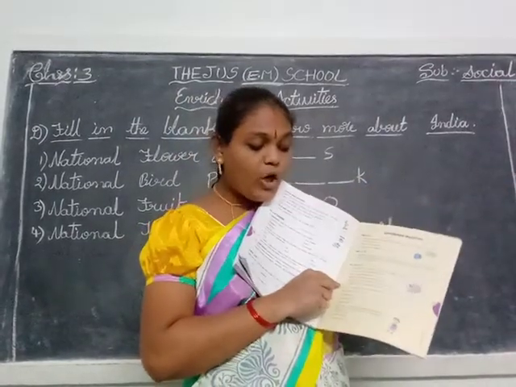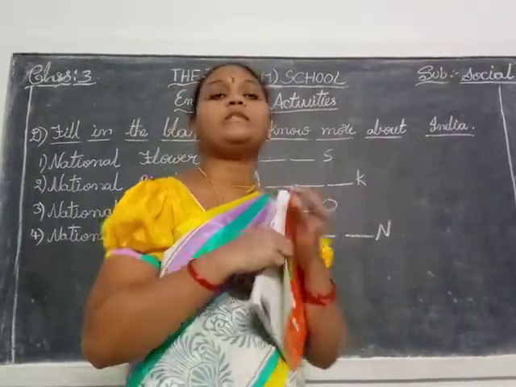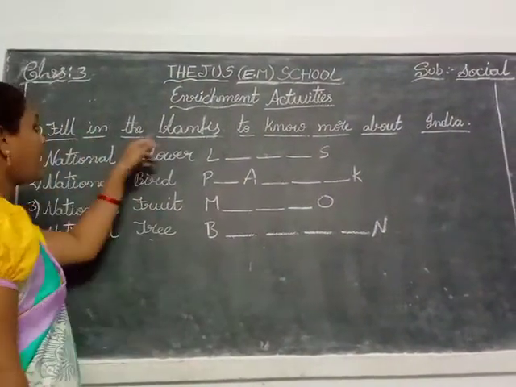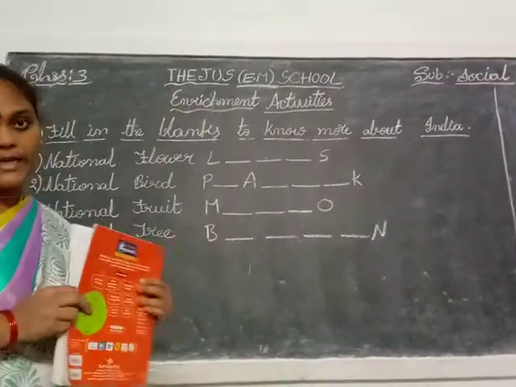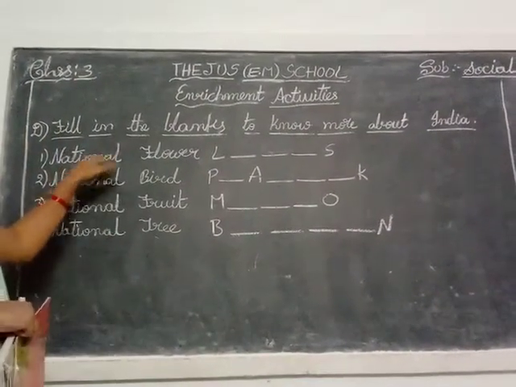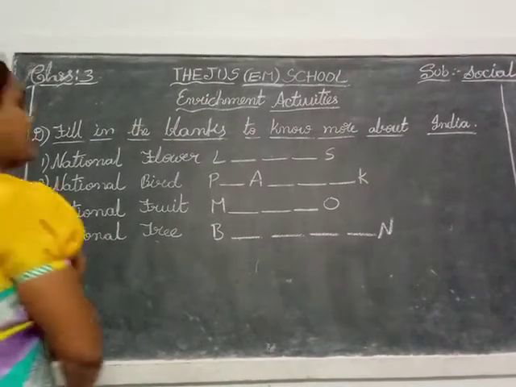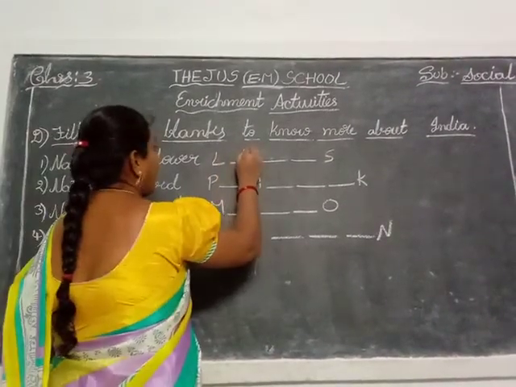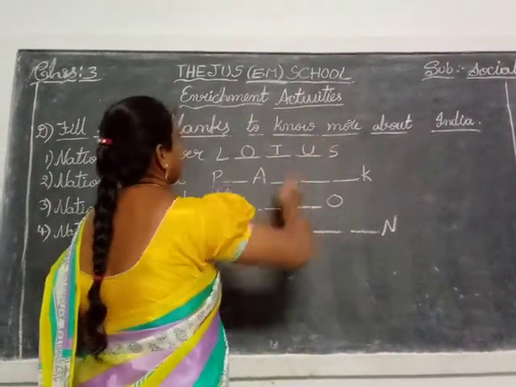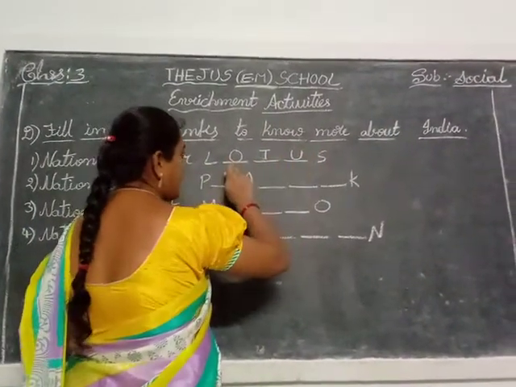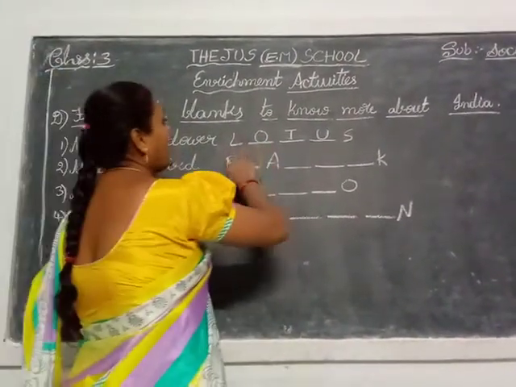Now, D. Roman, fill in the blanks to know more about India. I write on the board, see children. Fill in the blanks to know more about India. You know about India, children? See, national flower. What is our national flower? Lotus. L-O-T-U-S. Already L and S are given, missing letters are O-T-U. So, national flower is lotus.